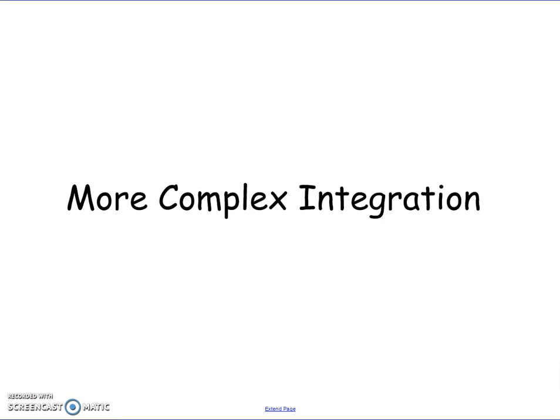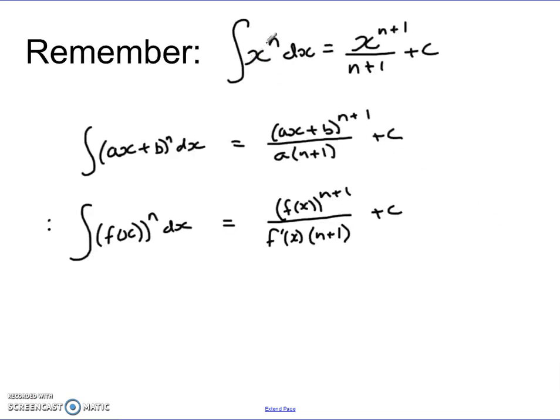Now, think back to what we've done so far. If we remember, the integral of x to the n dx equals x to the n plus 1 over n plus 1, plus c, our constant of integration. This is the simple integration that we've covered up to this point. We're going to up the ante a little bit now and start to look at linear style functions, so the integral of ax plus b to the power of n dx.